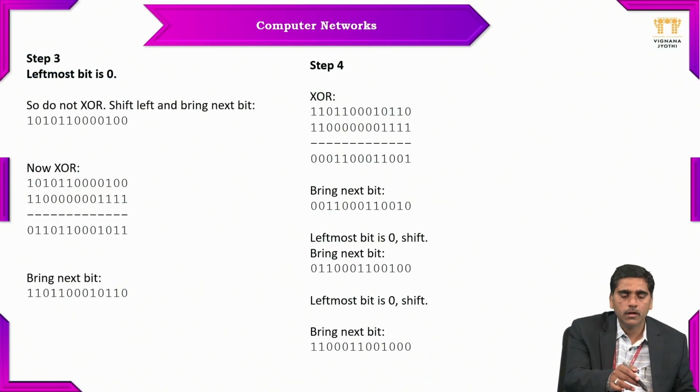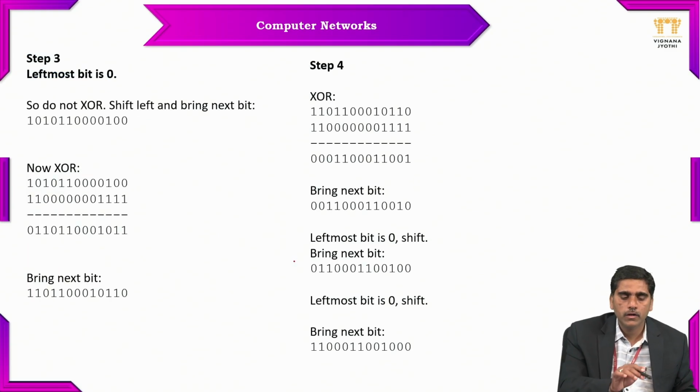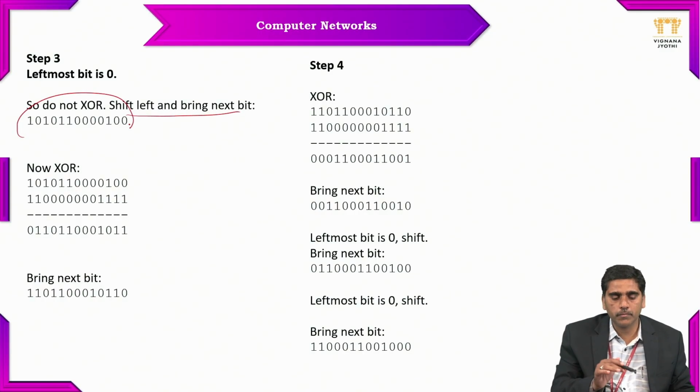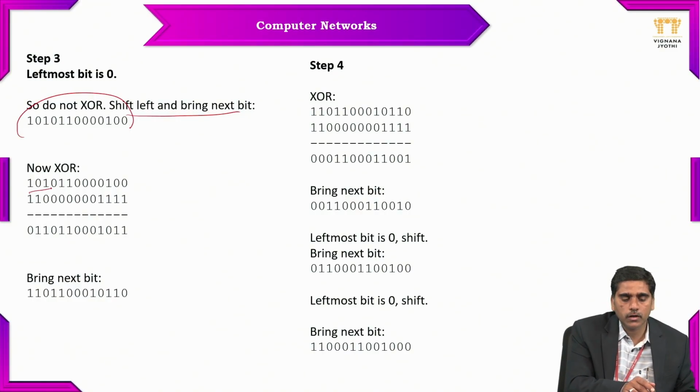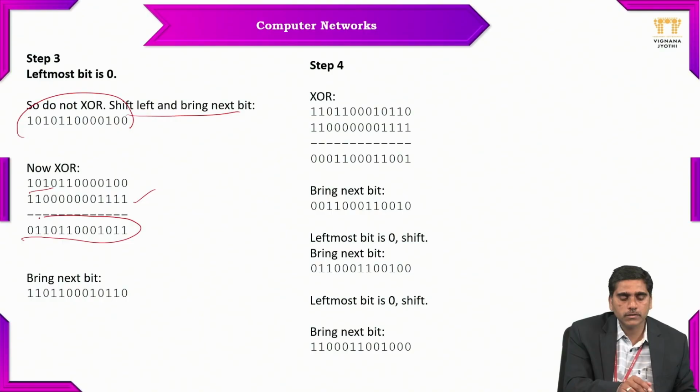Perform this operation. What is the leftmost bit? Here the leftmost bit is 0, so do not perform any XOR operation. Shift left and bring the next bit. So you shift to the left and bring in the next bit. Now the next bit is 1 0 1 0 1 1 0 0 0 0 1 0 0, and perform the operation with the divisor. So now the output will be 0 1 1 0 1 1 0 0 0 1 0 1 1.